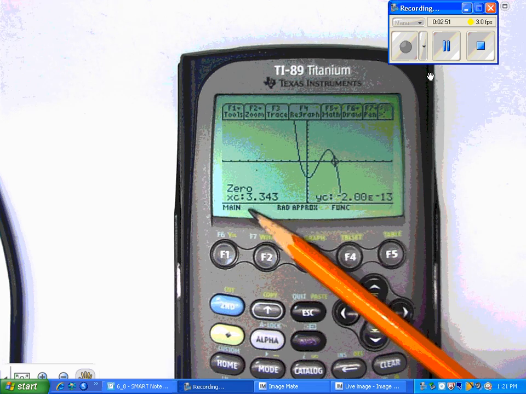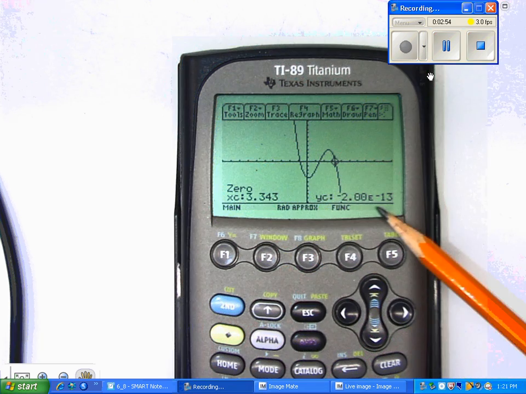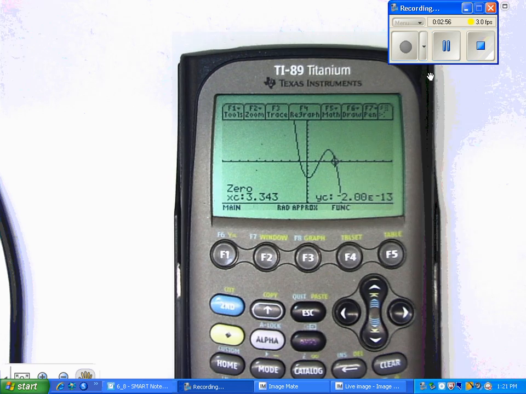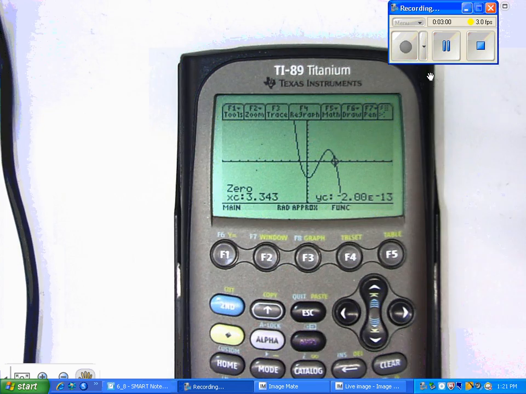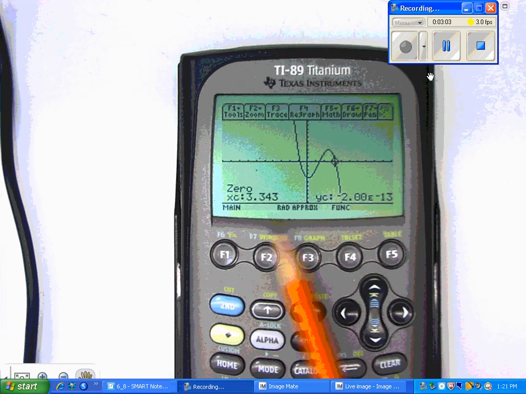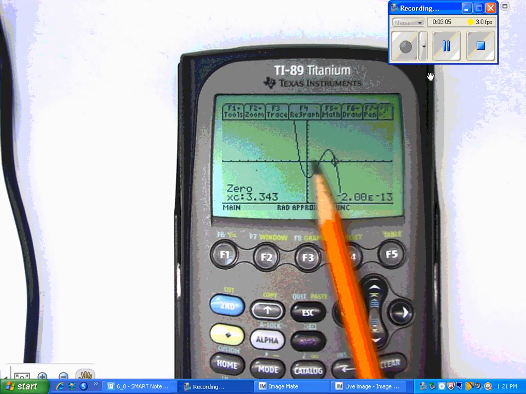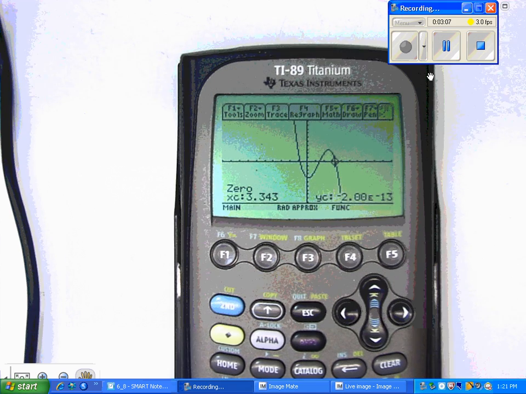So here's our 0, 3.343, comma, 0, okay? And so if you were graphing this function using a calculator, these are the points you'd put on your graph, right? You have your 3 x-intercepts there.